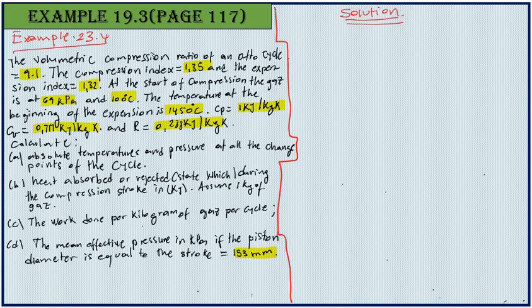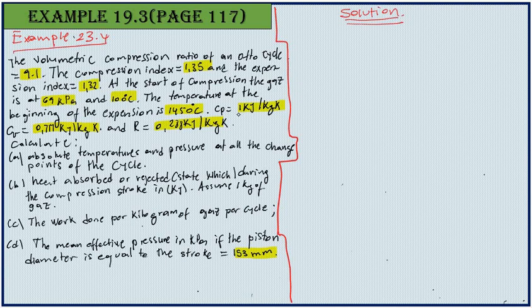The volumetric compression ratio of an Otto cycle is 9:1. The compression index is 1.85. The expansion index is 1.32. At the start of compression, the gas is 69 kilopascal and 100 degrees Celsius. The temperature at the beginning of expansion is 1450 degrees Celsius.